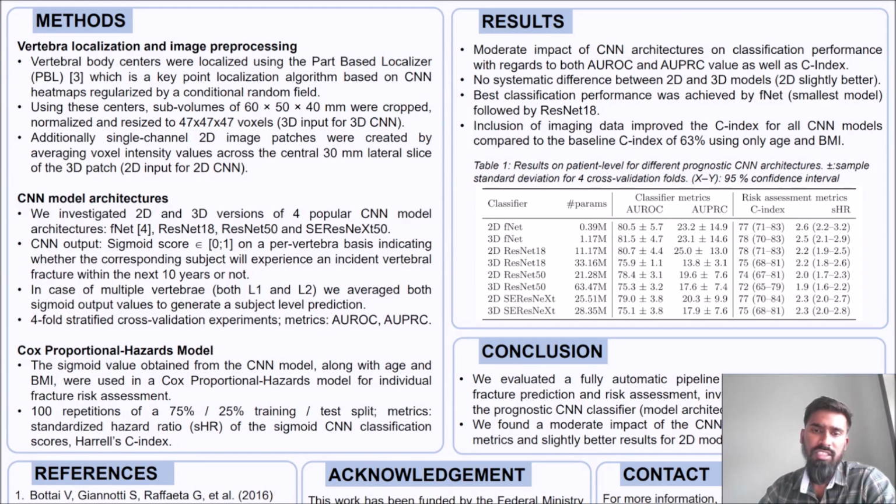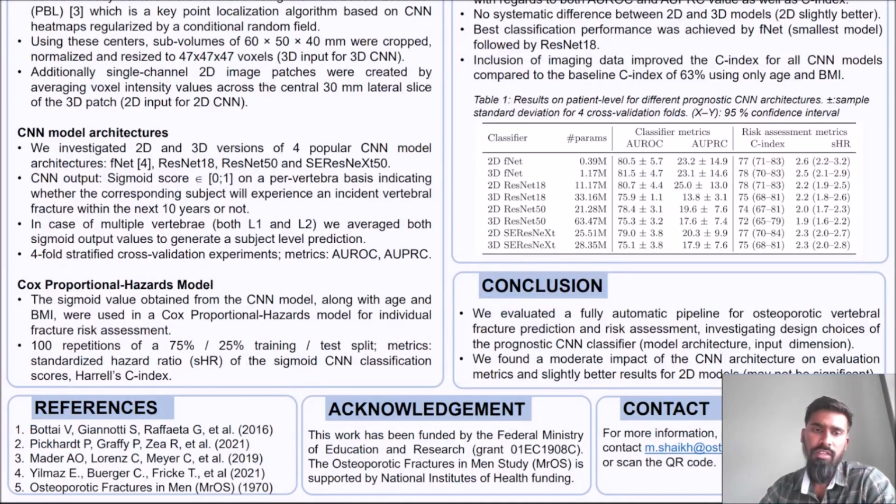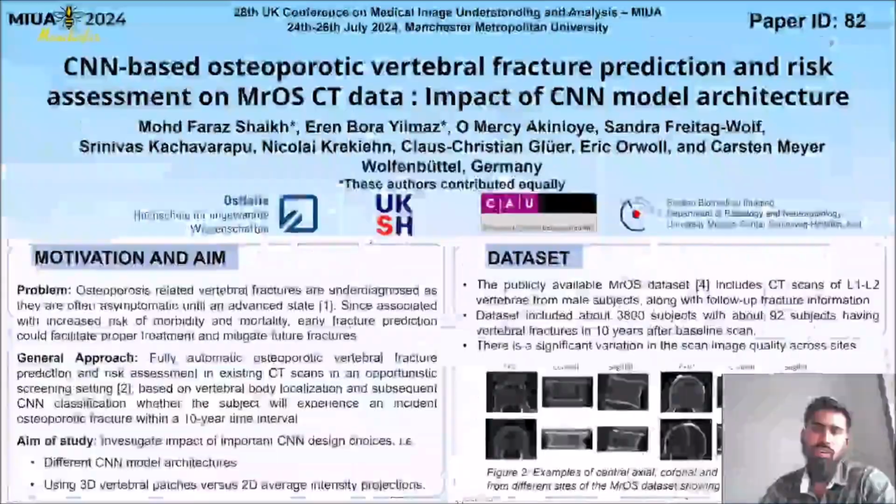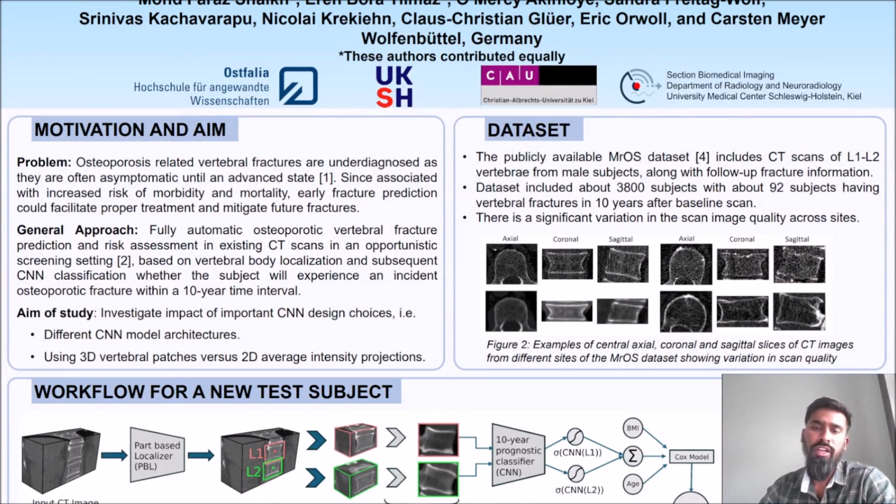In the fracture risk assessment stage, we use a Cox proportional hazard model for survival analysis. The model used patient-level sigmoid scores, age, and BMI to compute individual fracture risk because these are known predictors and are easily available. We use the publicly available MrOS dataset, which consists of 3,800 male subjects, where roughly 2% have a fracture within the next 10 years after the baseline scan.